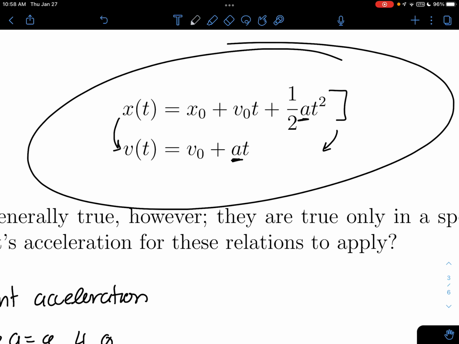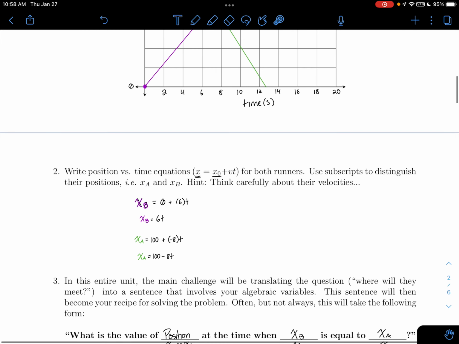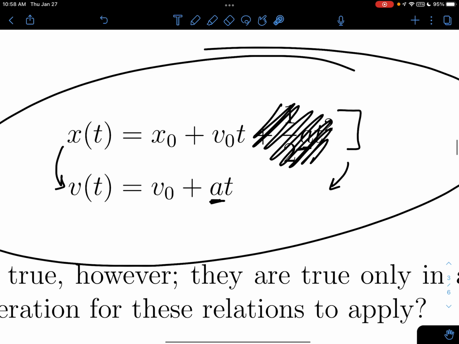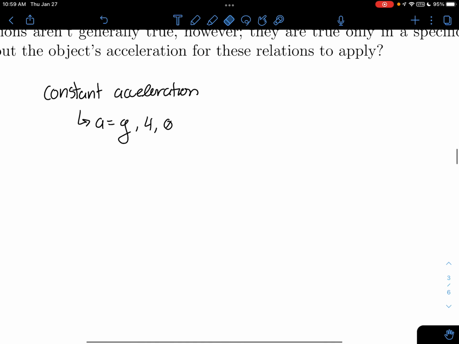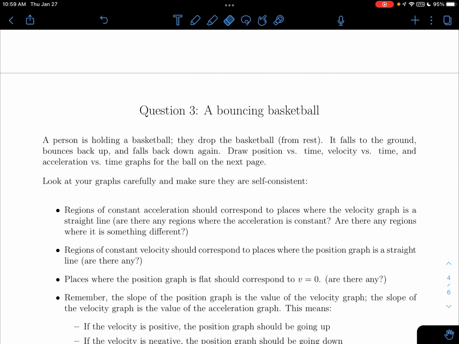We just ignore this part for right now, right? Because multiply by 0, that disappears. This gives us what we were looking at before with our constant velocity position equation, right? Because if acceleration is 0, velocity is constant, and that makes sense with what we've been talking about. Wonderful. Next, bouncing basketball. Now, I remember this question from when I took 211, and I remember loving it.